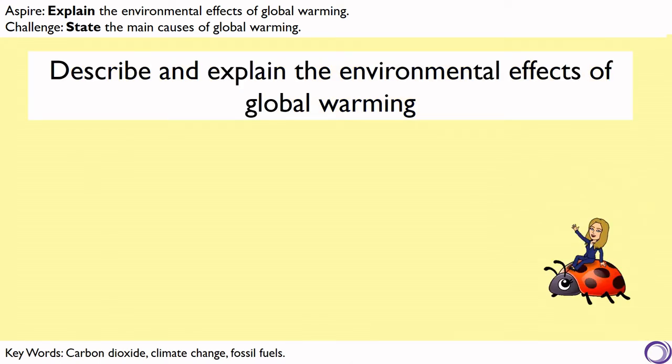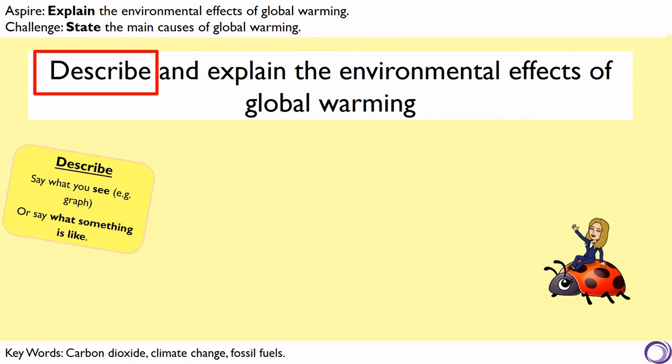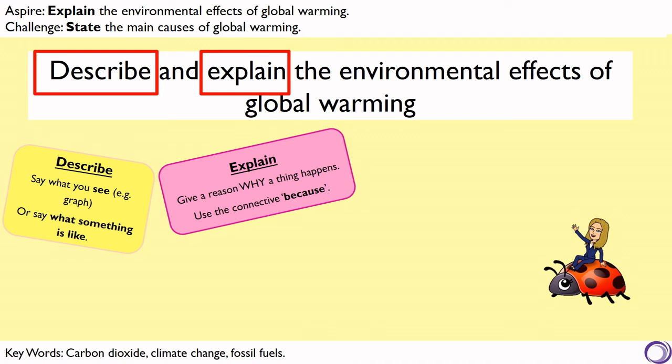So now I'm going to ask you to have a go at a longer answer question for this lesson. But first we are going to bug the question. So the first thing I'm going to do is box the command word. And there's actually two in this. I've got describe, which means I'm going to say what something's like, in this case because I've not got something to describe in terms of a graph. And explain, which means I've got to give a reason why something is happening.